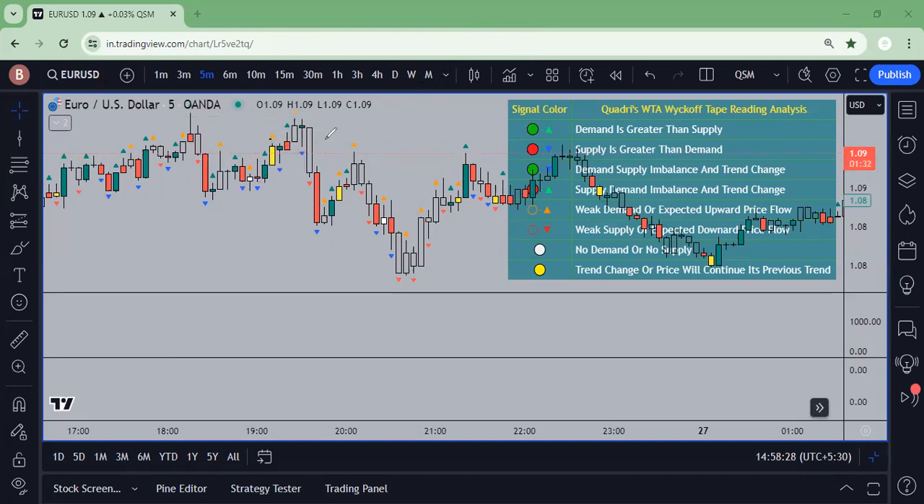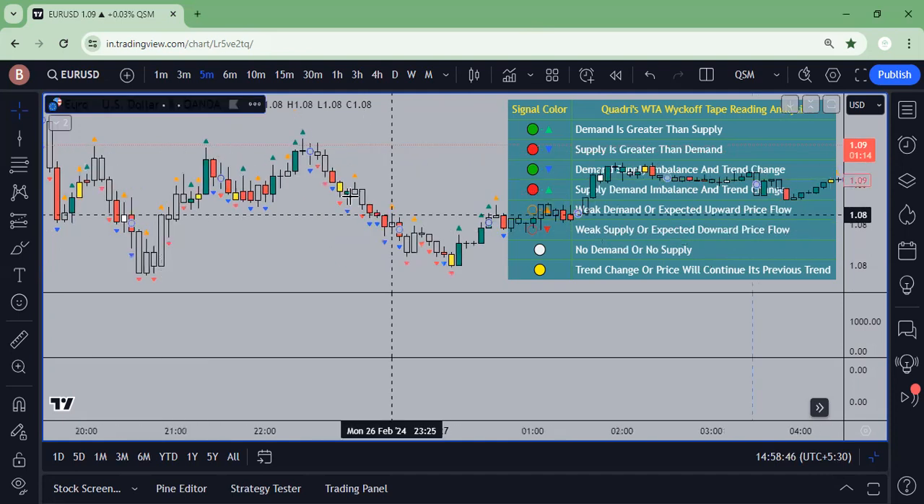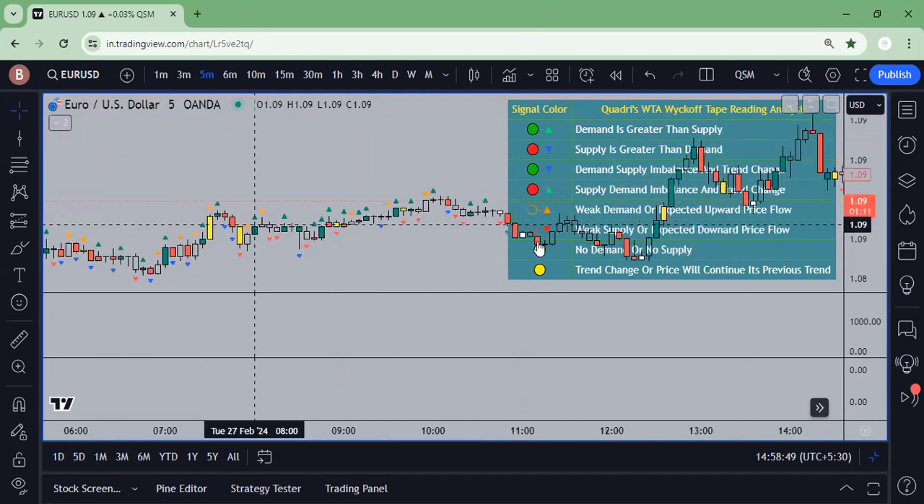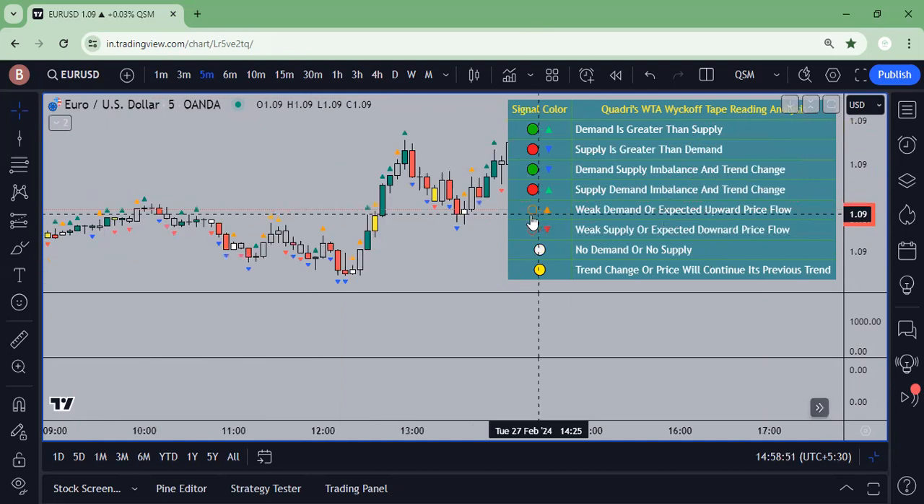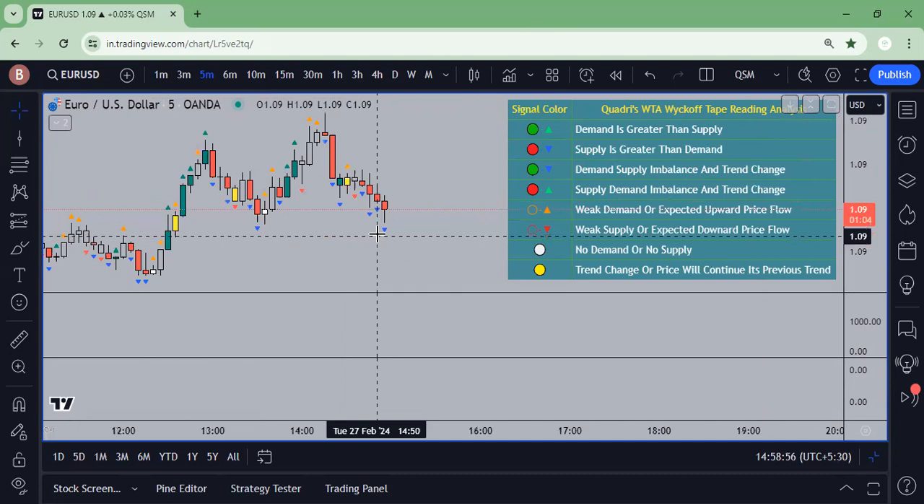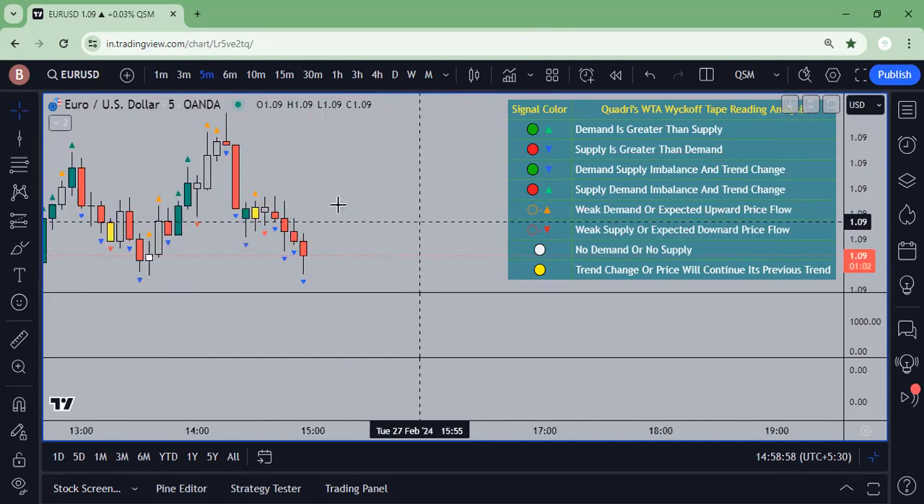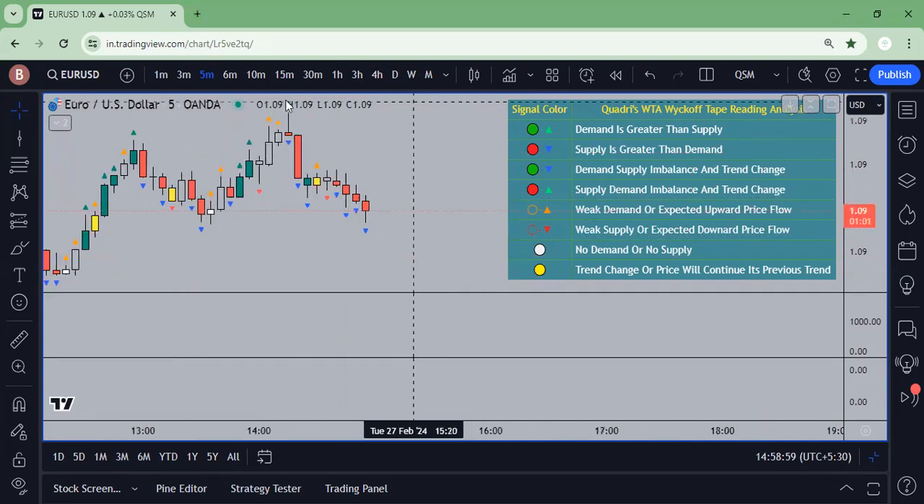So this trend change means there would be immediate cessation of whatever the past immediate trend was. Now, here we have a hollow circle and an orange and red triangle. This hollow circle corresponds to this hollow candle.